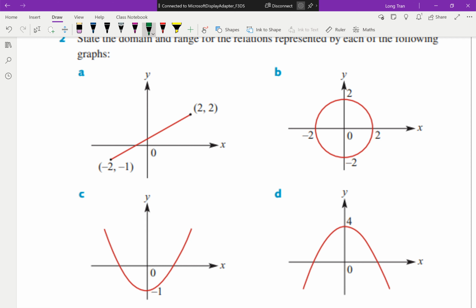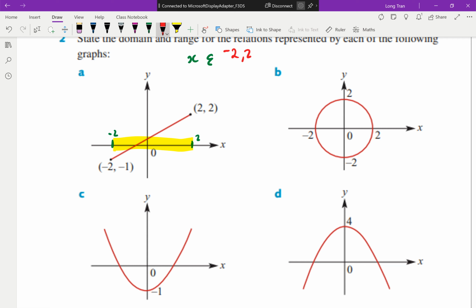What is my domain? What's my domain? So looking at it, what is the smallest x value to the largest x value? -2 and 2. And you can just look at the x-axis here. We can see this is as far as I can go. This is as large as I can go. So the domain clearly has to be from -2 to 2.